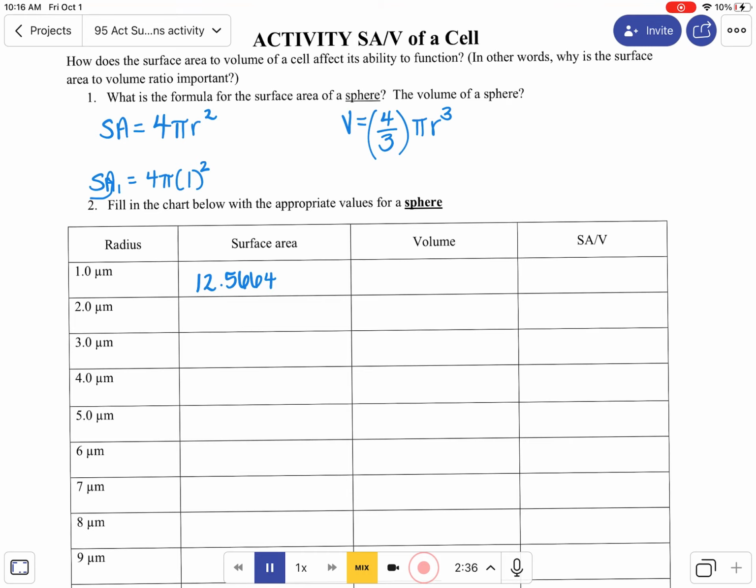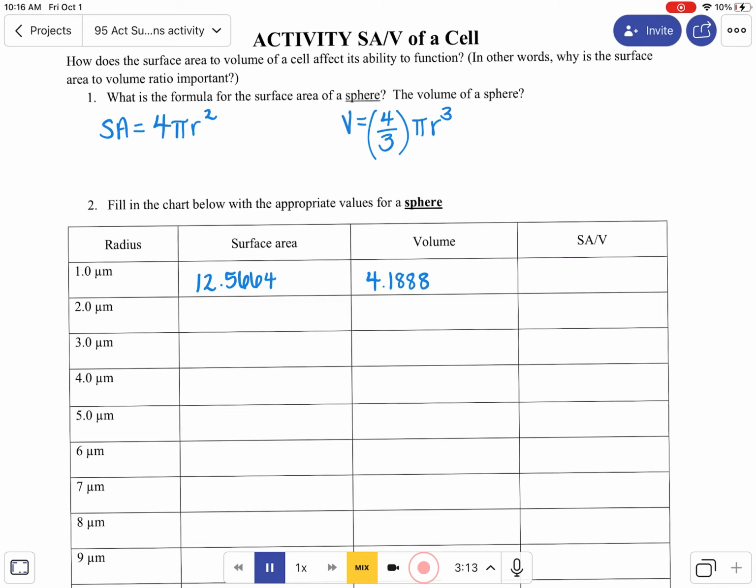Next, we're going to calculate the volume of the cell, and to do that, we're going to plug in the 1 radius, the same that we did over here, into this variable. When you do that, this is what it looks like, and I like to put the parentheses around the 4/3 so that the calculator doesn't make any error. I substituted the r for the 1, and when I put it in the calculator, I get 4.1888.